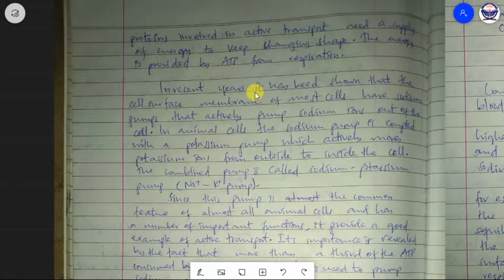Now, in recent years, it has been shown that the cell surface membrane of most cells has sodium pumps that actively pump sodium ions out of the cell. In the animal cell, the sodium pump is coupled with a potassium pump, which actively moves potassium ions from outside to inside the cell.